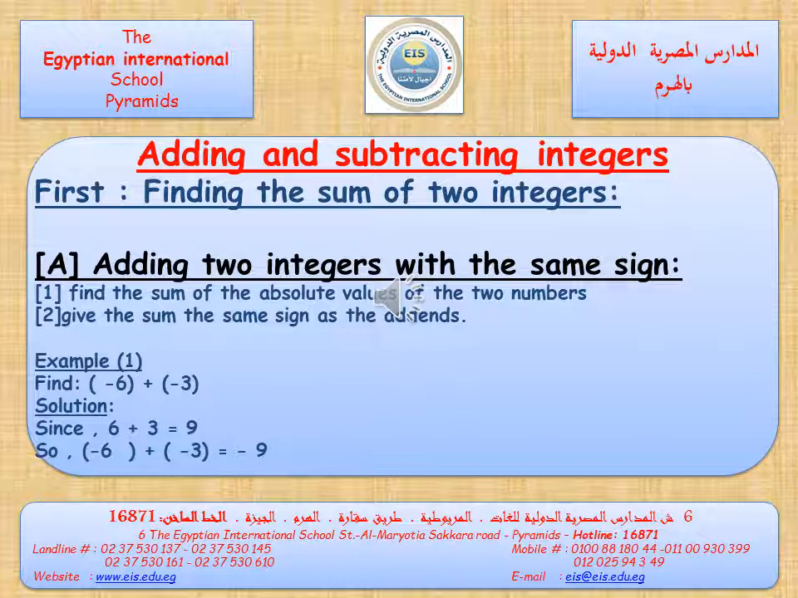Why? Because the negative is the same sign as 6 and 3. Or like 2 plus 3: the sign of 2 is positive and 3 is positive, so the answer will be +5.